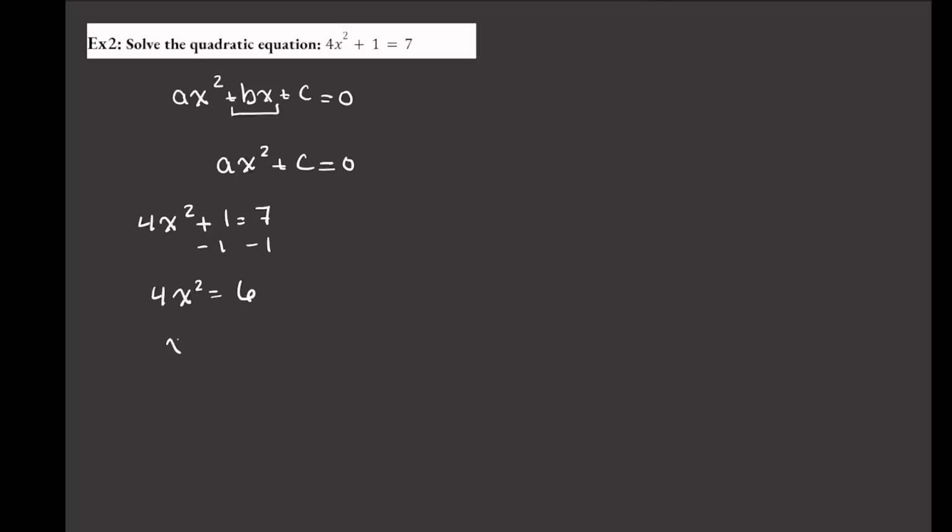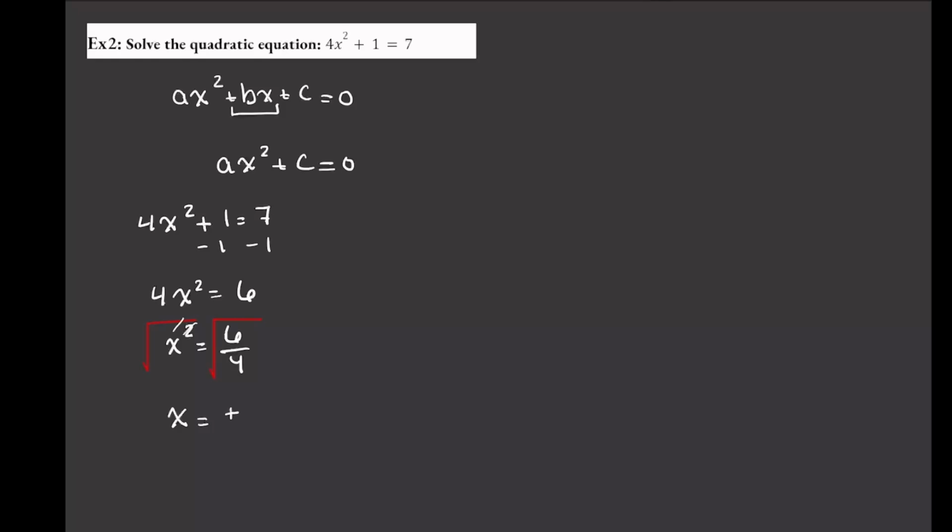Divide both sides by 4. That gives you x squared is equal to 6 over 4. Now to get rid of this power 2, we need to square root both sides. And that's what the square root property tells you. We square root both sides. And now this goes away with this, leaving you with one x value. Now remember, the square root gives you a positive and a negative value.